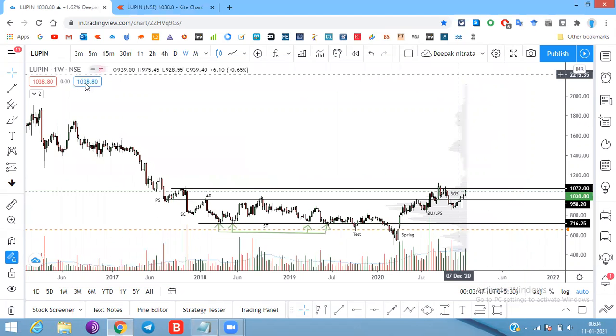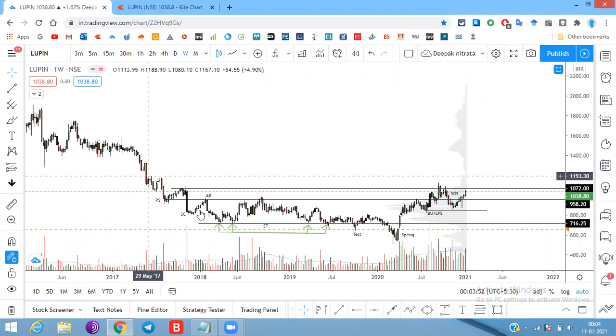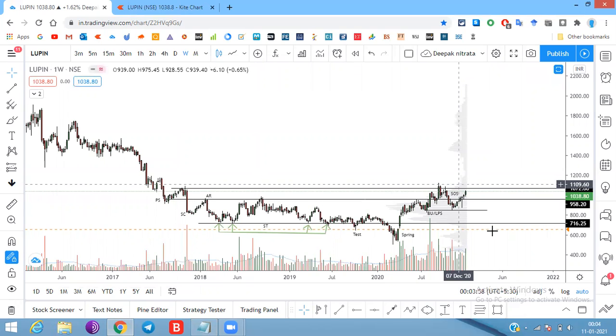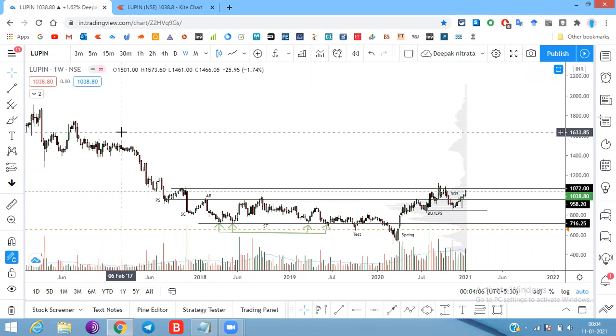This is a weekly chart of Lupin, in which we can see that in here many traders are there, and this particular region is called a balanced region. This particular trending region is called an imbalance region.